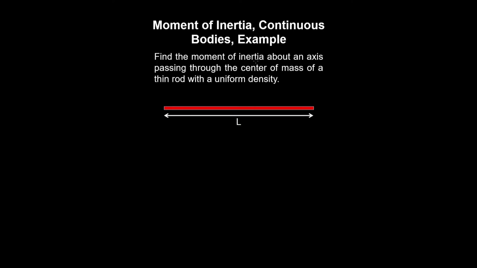Let's find a moment of inertia about an axis passing through the center of mass of this rod, which has a uniform density. So we know that the center of mass is in the middle of the rod. And a moment of inertia about this z-axis, which points outside the screen, is equal to the integral of the square of the radial distance from each element of mass to this axis with respect to the mass.